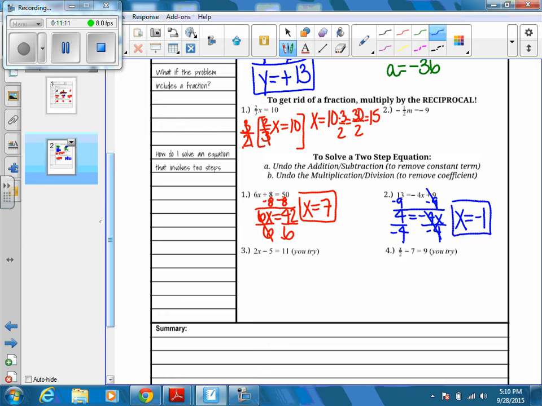Now what I want you guys to do is to try 3 and 4. We're going to check that tomorrow in class. And then I want you guys to go ahead and write a summary on both sides of your paper. All right, I will be giving points for summaries tomorrow as well. So in order to get full credit, please make sure that you write down your summary.